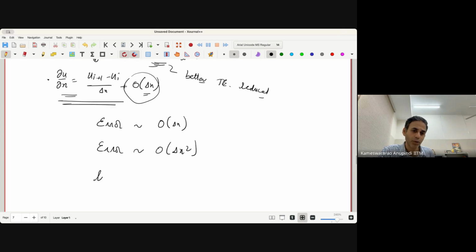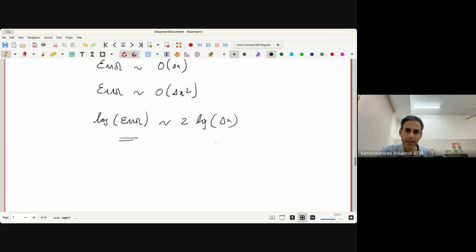That means if I take the logarithm of error, it goes as 2 times the logarithm of delta x, right? Essentially 2 times logarithm of delta x. That means if I take some values of delta x, let us say 10 power 0, 10 power minus 1, minus 2, minus 3, and so on, I'm refining my delta x, right? Initially, I have taken delta x to be 0.1. After that, I will probably take 0.05, 0.025, and so on. So I can mark those values.